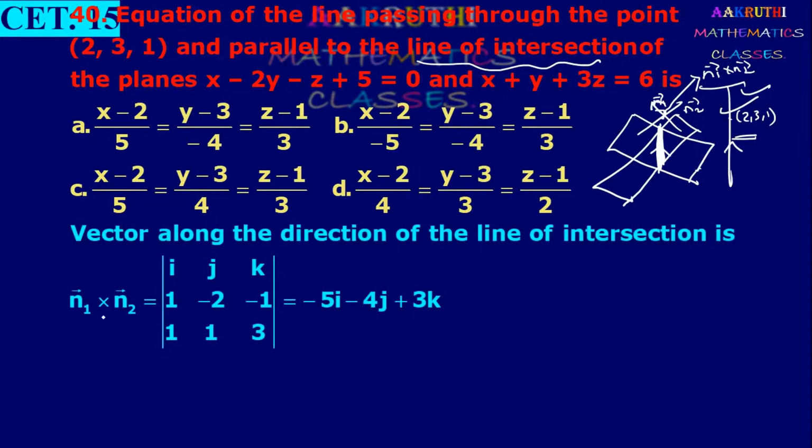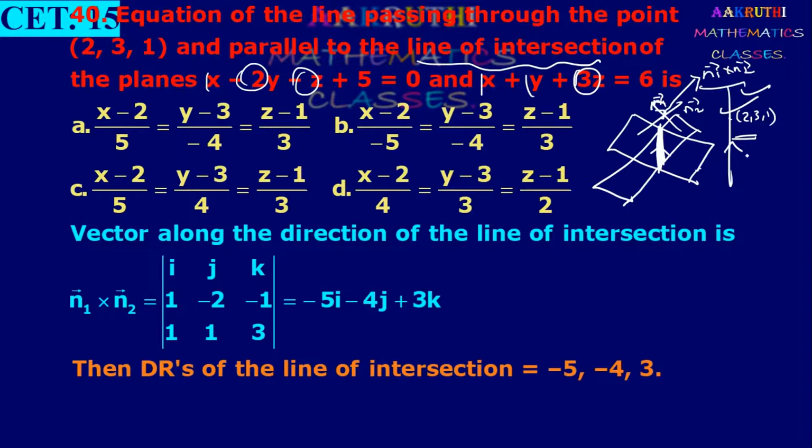So first we calculate n1 cross n2, which is the vector along the direction of the line of intersection. It is the determinant of i, j, k, and the direction ratios of the normal of the first plane are 1, minus 2 and minus 1, and for the second plane we get 1, 1 and 3. So we get minus 5i, minus 4j plus 3k, which is parallel to the required line.